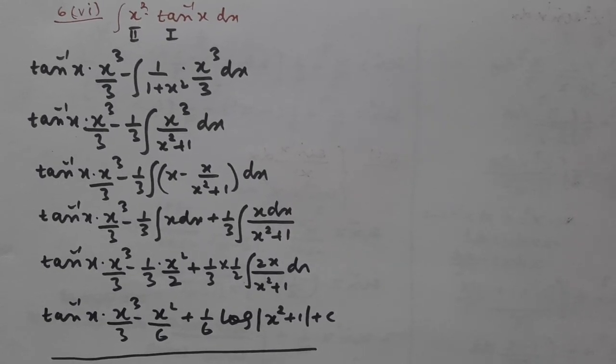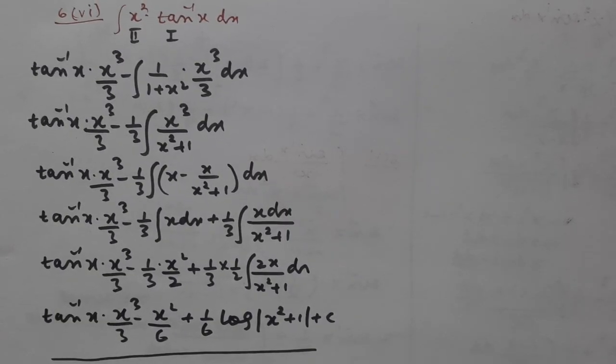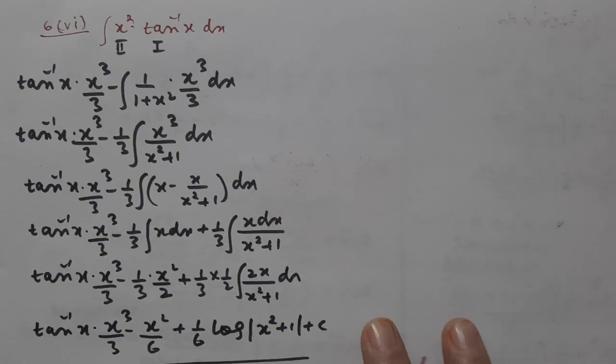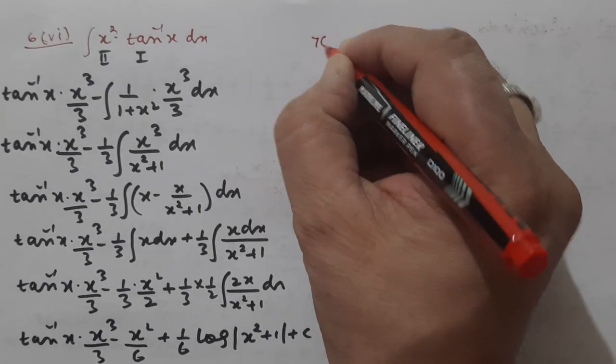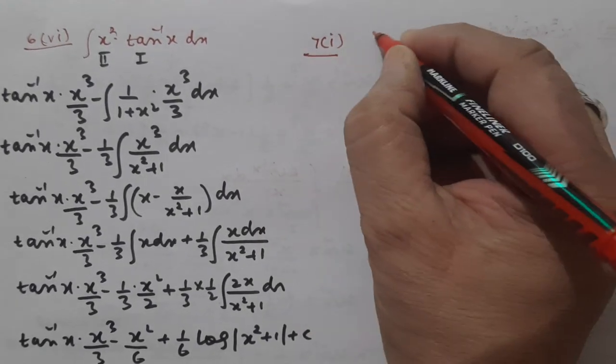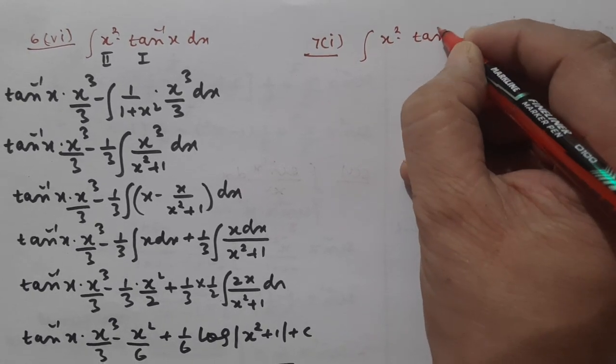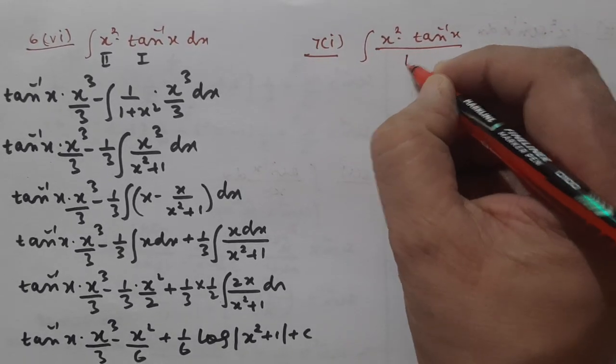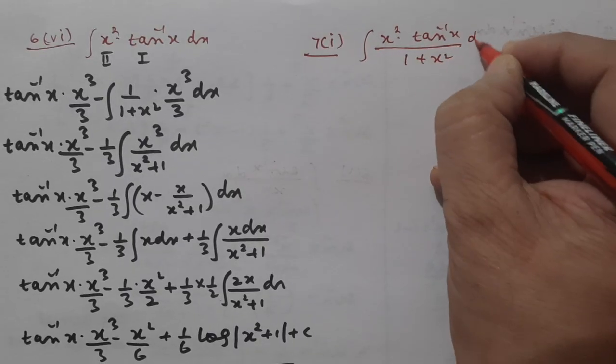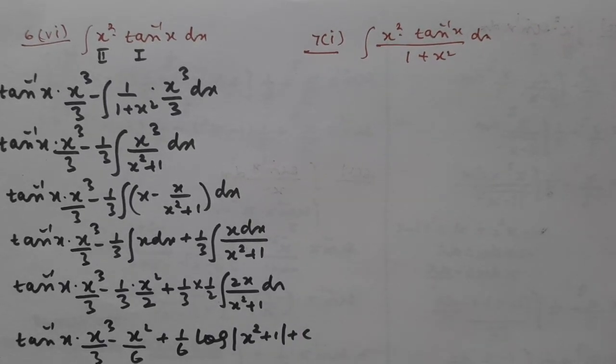Now let us move to the seventh question, first part. Now let us see seventh question, first part. Question is x square into tangent inverse x upon 1 plus x square dx. We have to do this. Now let us see how to do this question.